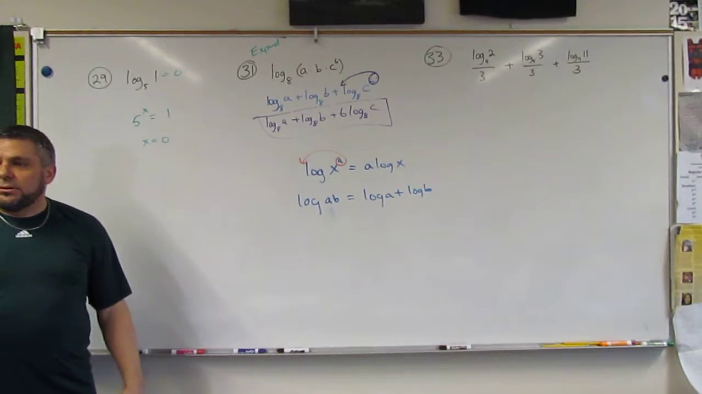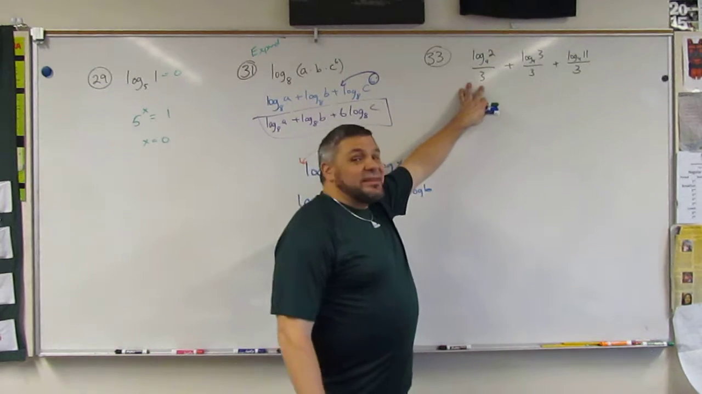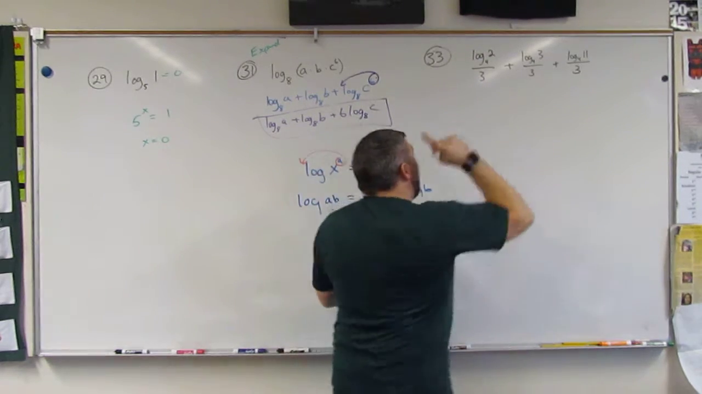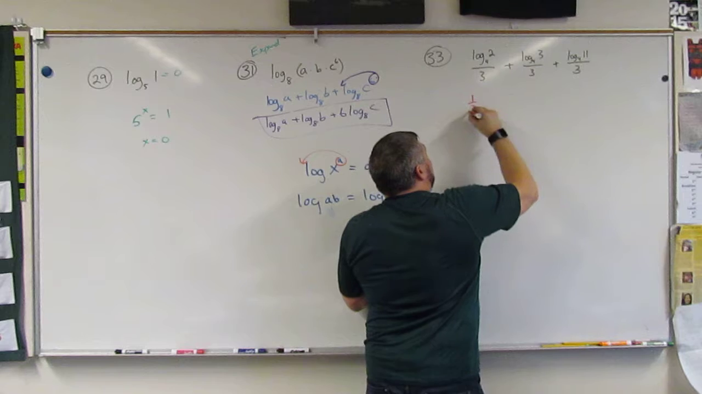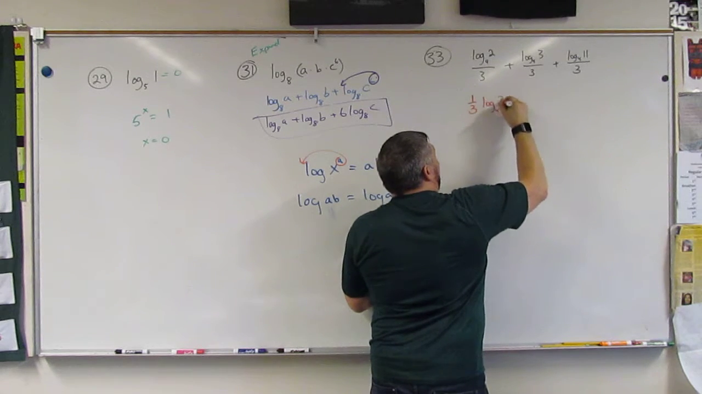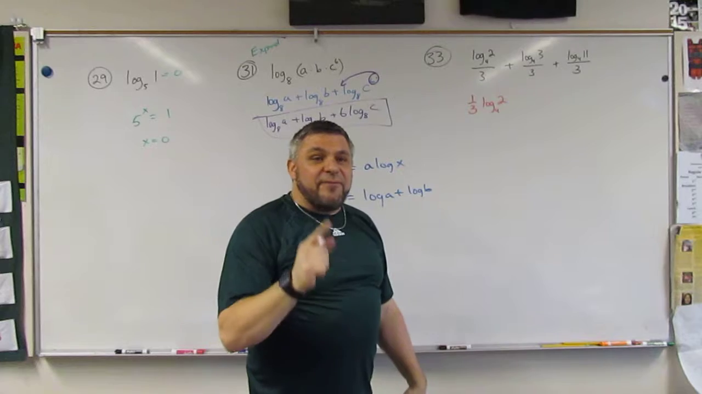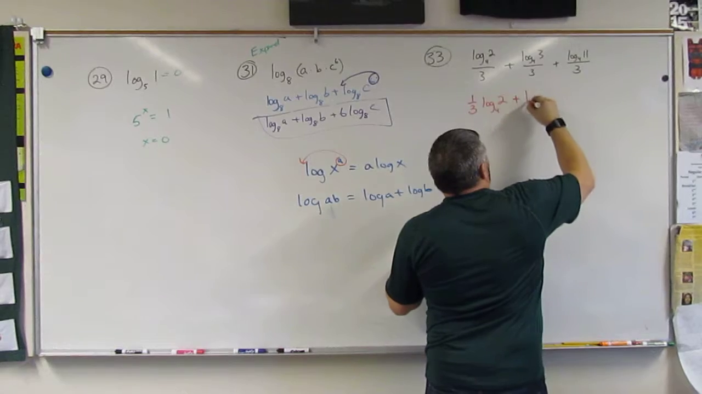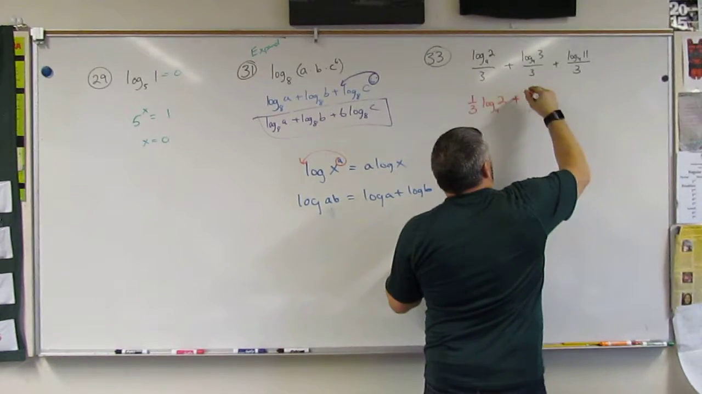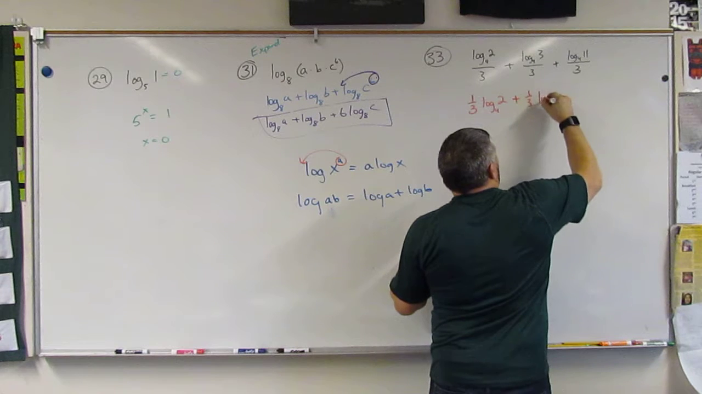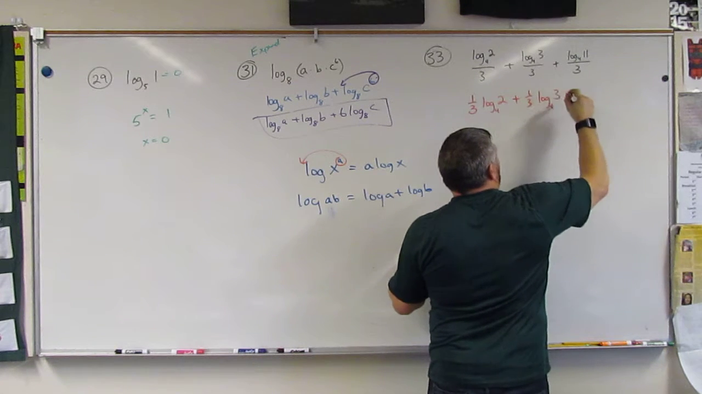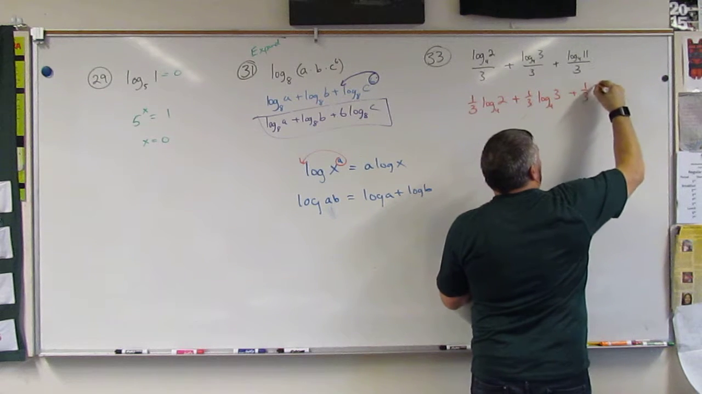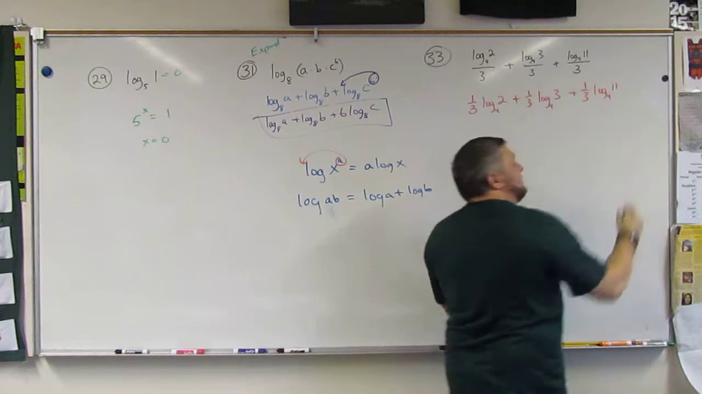So with this one, it's dividing by 3. We have to not think of that as dividing by 3 and think of it like this: 1/3 log base 4 of 2 plus 1/3 log base 4 of 3. Guys, focus. This is a hard one. Plus 1/3 log base 4 of 11.